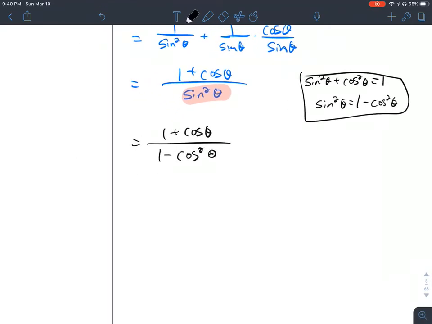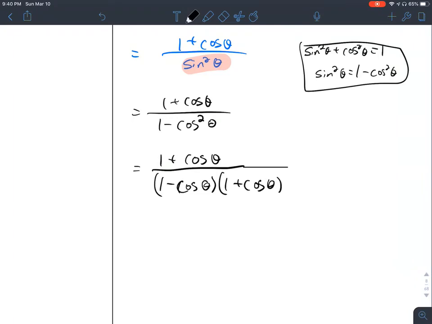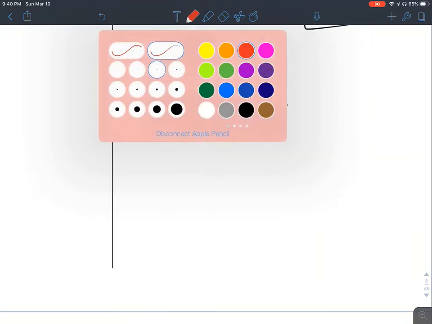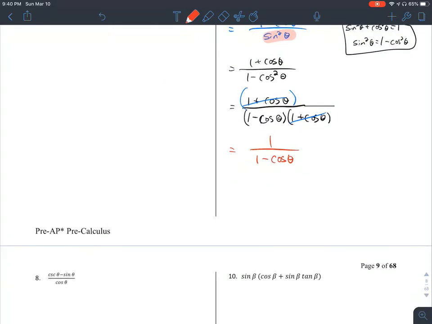Now this is only in one trig function, which is great, but it's not all the way simplified. Here's why. The denominator is a difference of two squares. It factors into 1 minus cosine of theta times its conjugate 1 plus cosine of theta. We are now multiplying the top and bottom by the same thing, 1 plus cosine of theta. And that leaves us with the simplest form we can get, 1 divided by cosine of theta. So in terms of one trig function, simple as we can get it, that problem is finished.